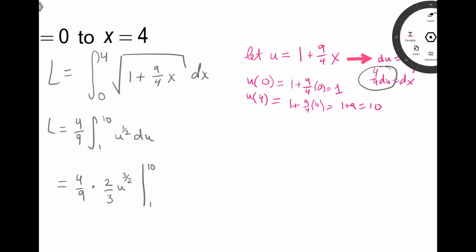Yeah, okay. So are we confused why u to the 1/2 goes to 2/3 u to the 3 over 2? Because you're going to be dividing by 3 over 2, which is the same thing as multiplying by 2/3. Okay, now let's evaluate it. So let's see, this will be 8 over 27. I'm just combining the two fractions. It's a terrible fraction. Let's see, from 1 to 10.